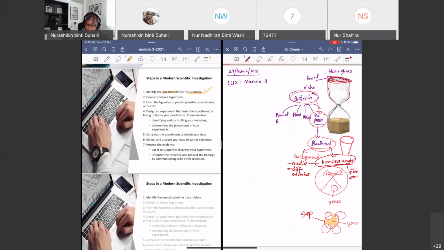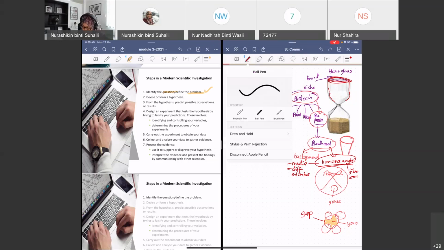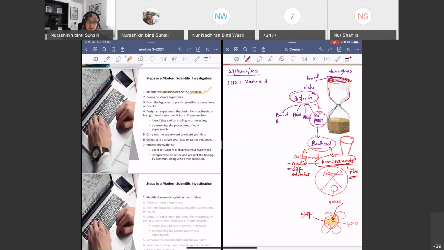And if you go here, this also represents the gap. It also represents the problem that we want to solve in the research. When we do research, we want to find the answer to a question that has not been answered before, and we want to solve a problem, perhaps. For example, we want to find the solution of how to use banana fiber for bioethanol production. So that is what is meant by identify the question and define the problem.